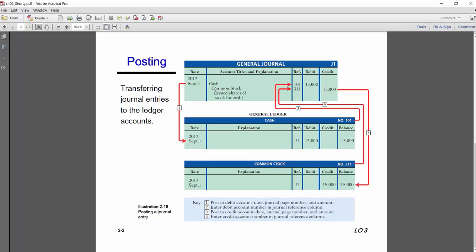Next, we find the account getting credited, in this case common stock. I find the ledger for the common stock account. I put in the date of my transaction. I don't need an explanation for something simple like this one. I put in the journal page that it came from in my reference column, and that was a credit to common stock of $15,000. So I'll drop that in over here, and because that credit made my account go up, I can now say this account has a $15,000 credit balance.